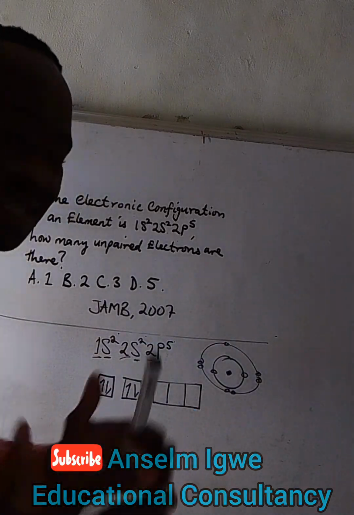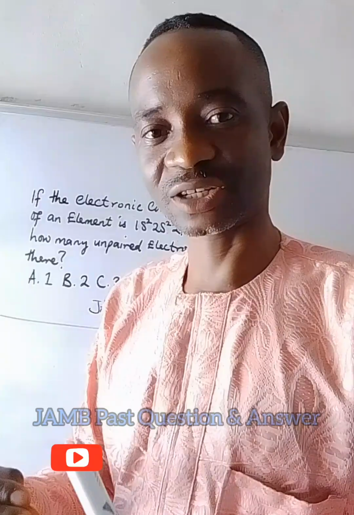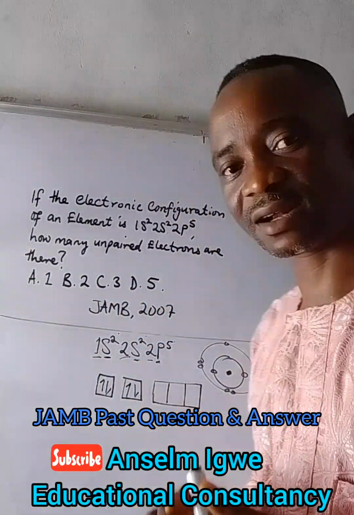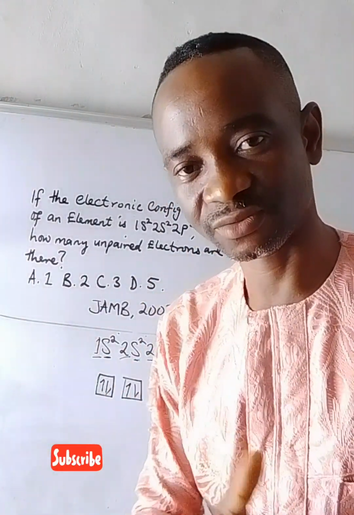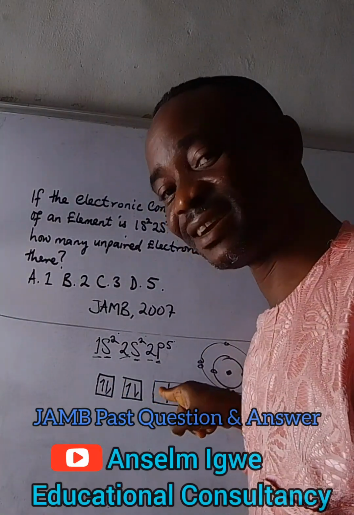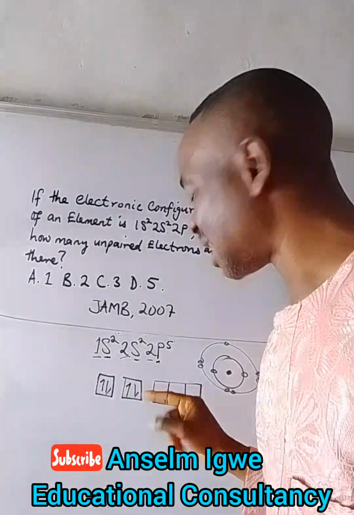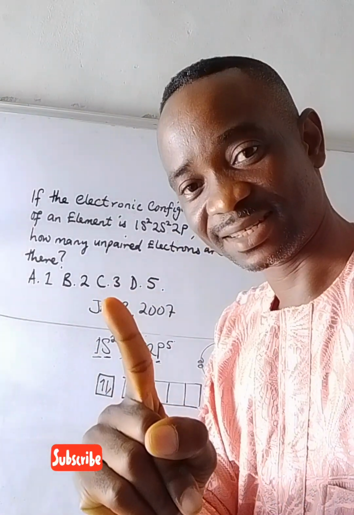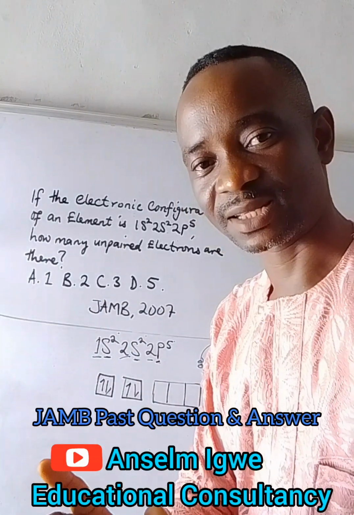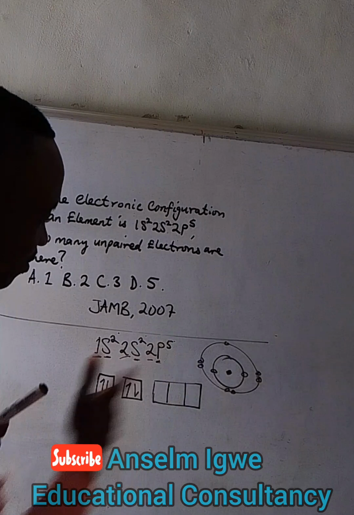But this P is a degenerate orbital. And there is a law guiding the configuration of electrons inside the degenerate orbital. That law is called Hund's rule. Hund's rule states that when you are entering electrons into degenerate orbitals, these electrons will enter there singly before pairing takes place. Singly first. There are 5 electrons in P orbital.